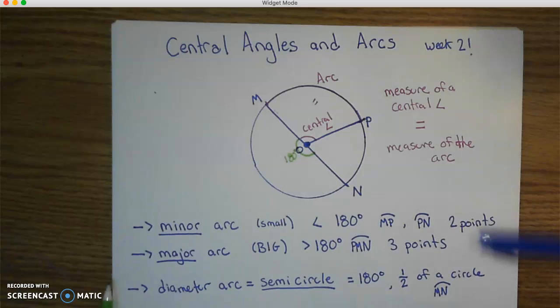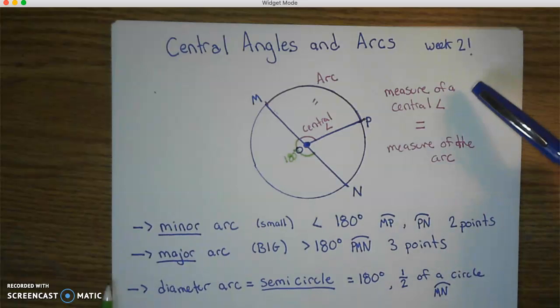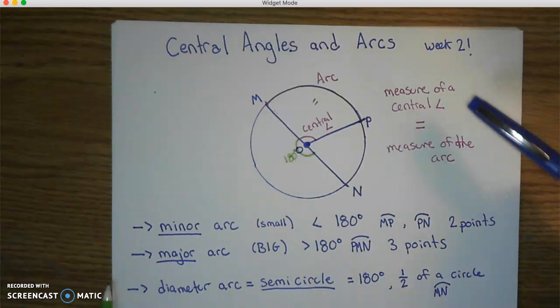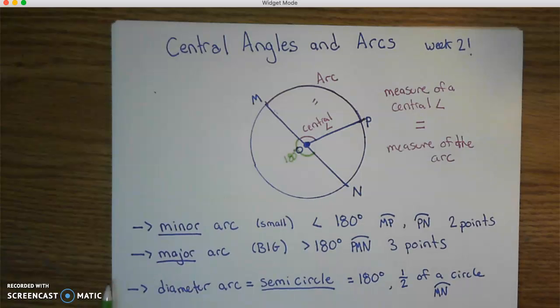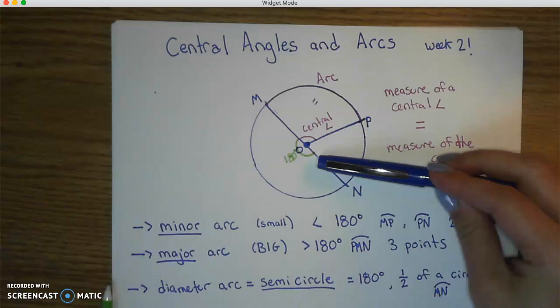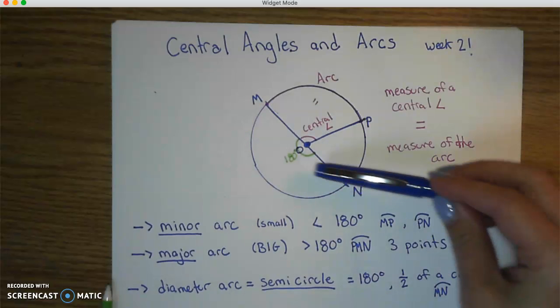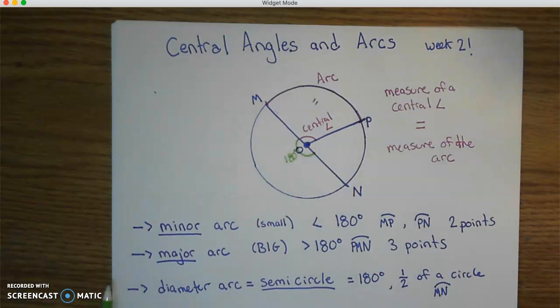So now we remember naming them. We remember that the measure of a central angle is the same as the measure of the arc. We also remember that a semicircle, a diameter, is 180 degrees. I think we have enough information to do an example.